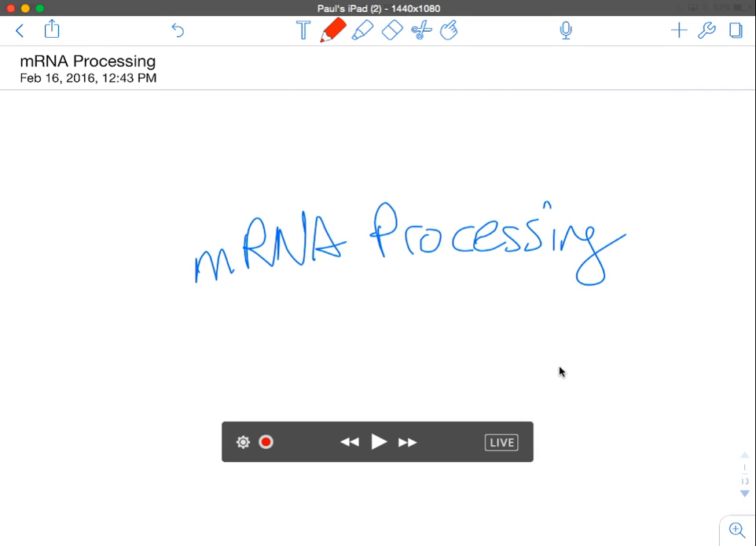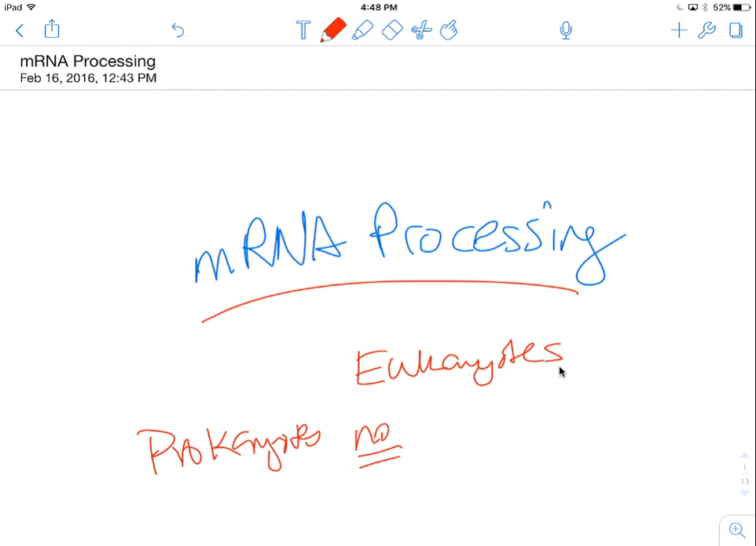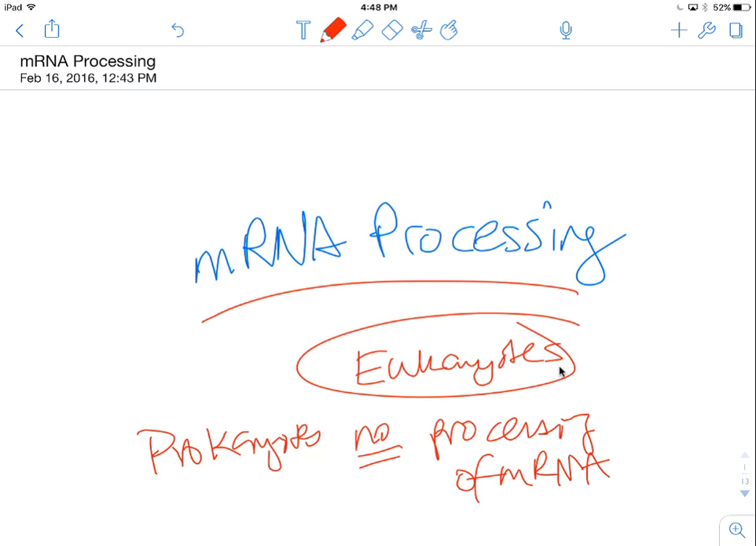All right, let's go with mRNA processing. Now, this is something that happens in eukaryotes only. For a variety of reasons, prokaryotes do not process. No processing of mRNA in prokaryotes. Okay, only eukaryotes.